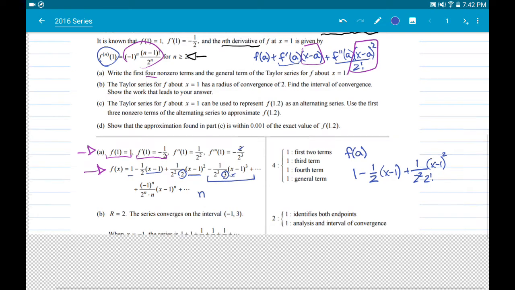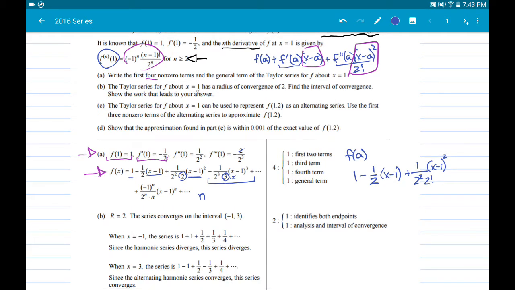All right, the second part, it says the Taylor series about x equals 1 has a radius of convergence of 2. Find the interval of convergence. So you know that this has to be centered at 1. If the radius of convergence is 2, that means you want to think of this going out 2 units in both directions.